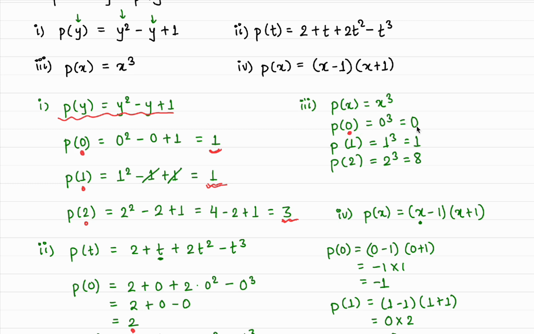Now if we look at the third case, in our third polynomial, when we put the value 0 in our polynomial, our answer became 0. Now this is very important. When you put a particular number in a polynomial, which is 0 over here, and if you get your answer as 0, then that particular number, in this case 0, is the zero of the polynomial.